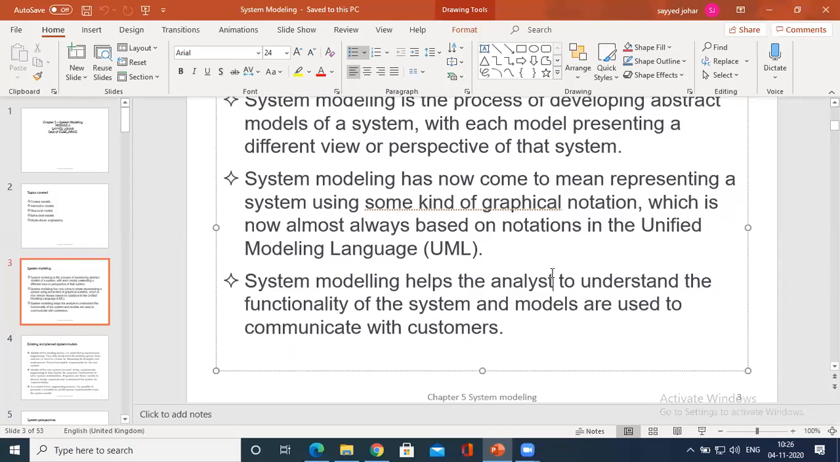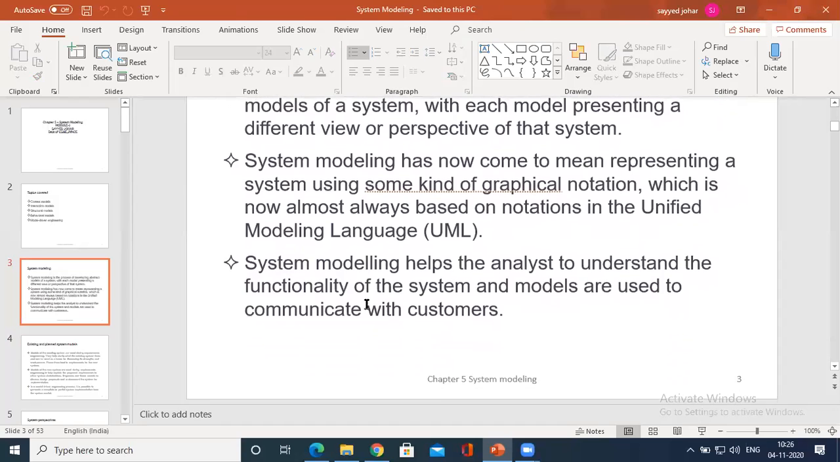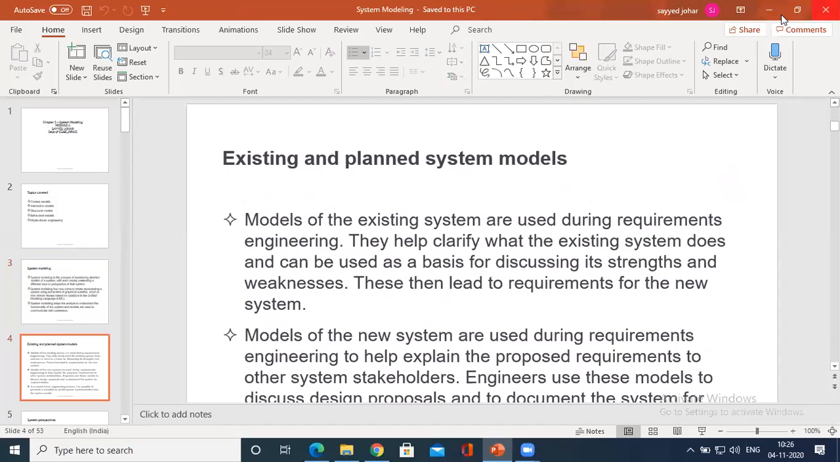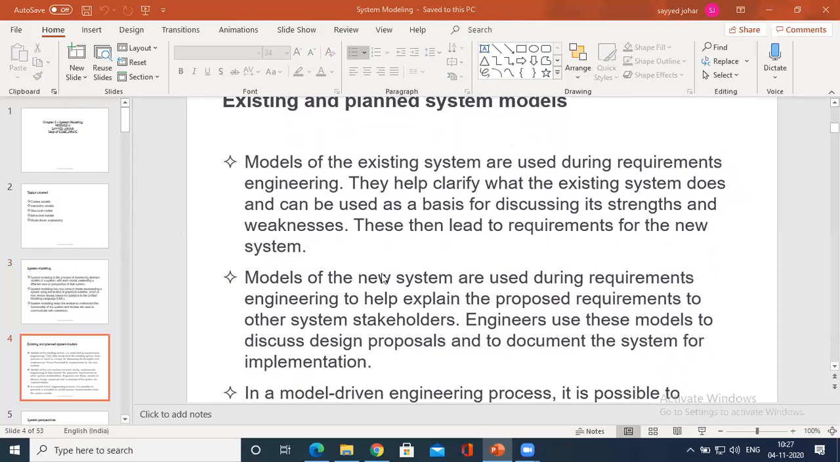I hope all of you have followed these theoretical concepts, because the same concept we have stressed in module 2, right? So as I said, this is quite a continuation of the same concepts of module 2, existing and planned system models. What is existing and what is planned, right? So here you could see models of the new system are planned, and models of the existing system are used during requirements engineering. They help clarify what the existing system does and can be used as a basis for discussing strengths and weaknesses. Whenever you have an existing model that is running, you can be aware of what are the drawbacks of it and what are the benefits of it, right?